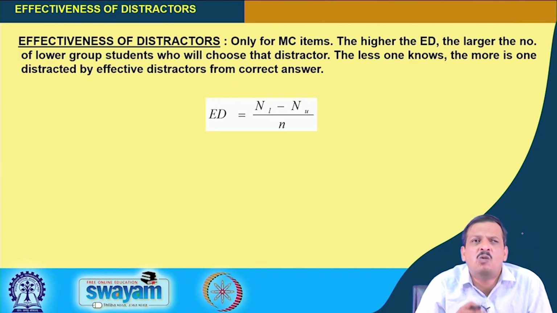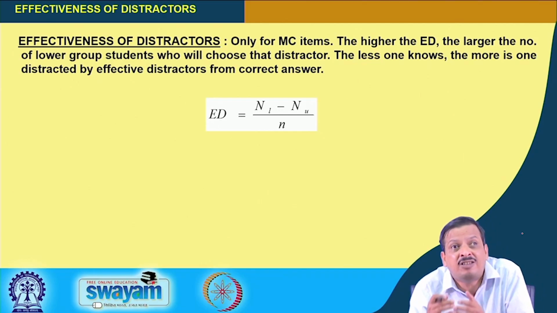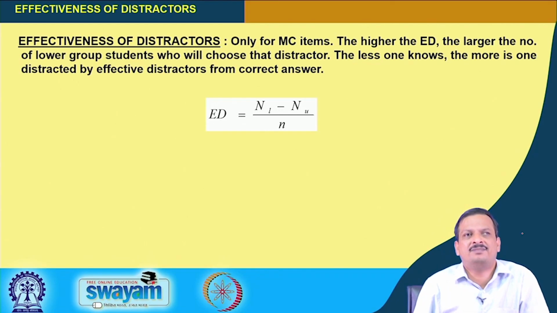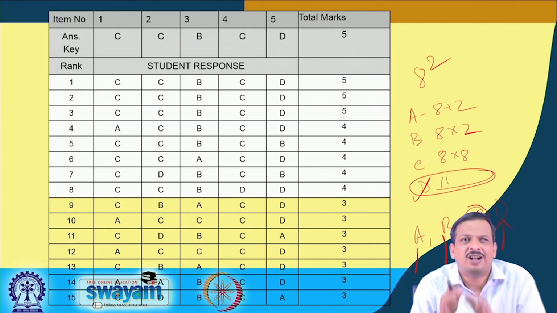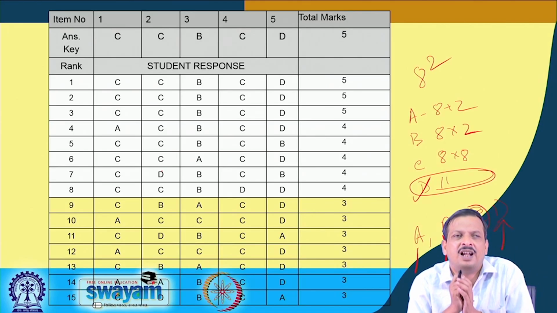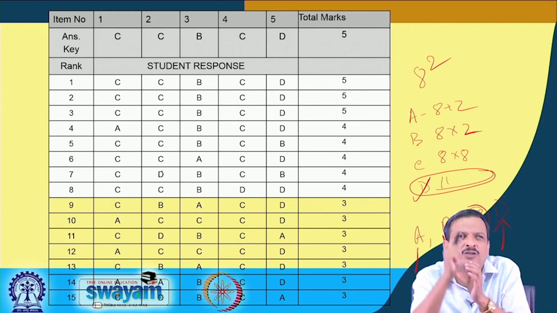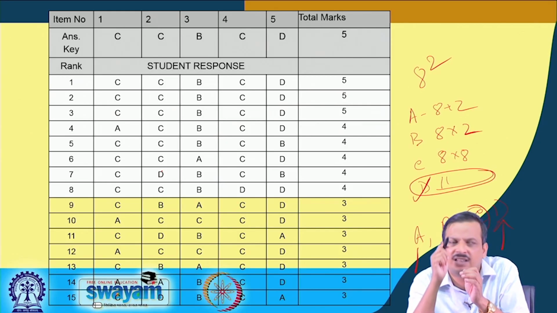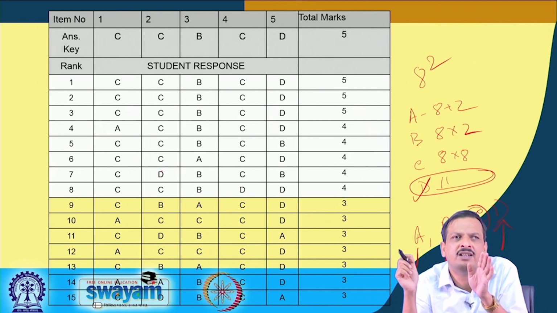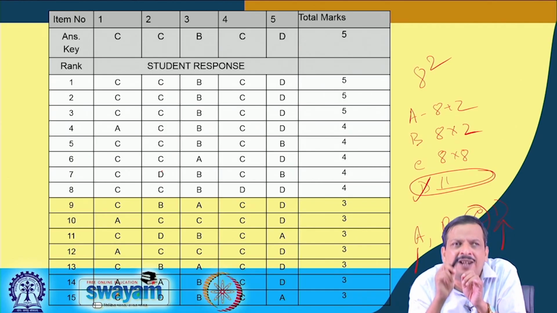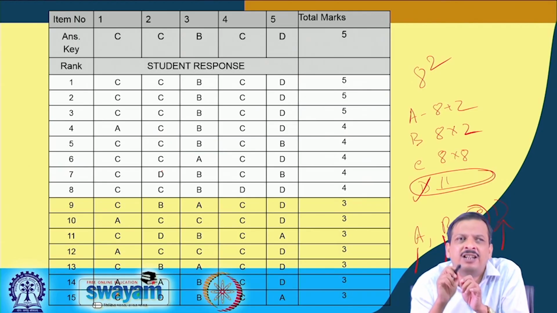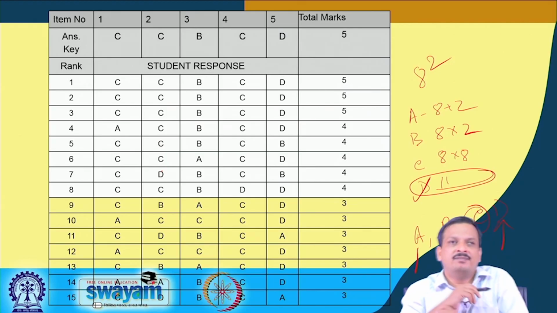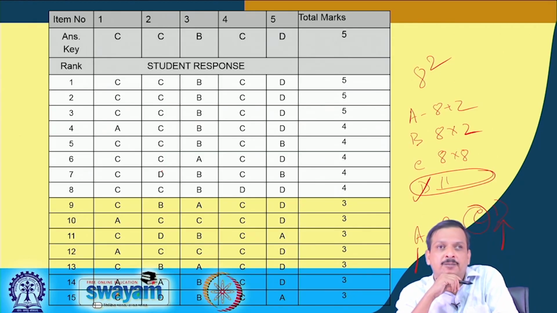Then how do I calculate the effectiveness of those distractors? So, I design a question, let us say with choices A, B and C, where C is the correct answer. Then I want to calculate the distraction capability of choice A and the distraction capability of choice B objectively. How do we calculate it?